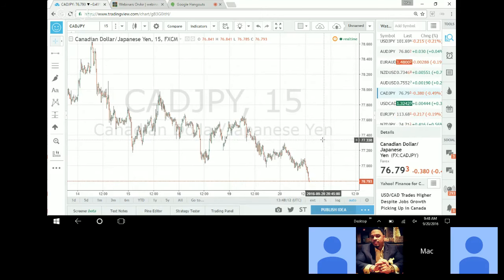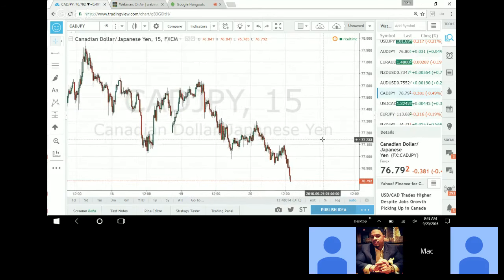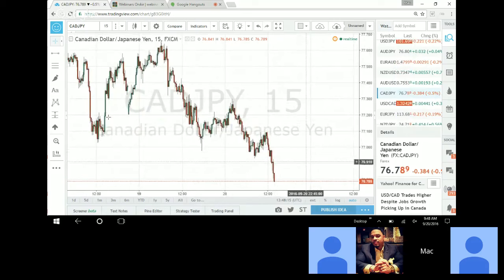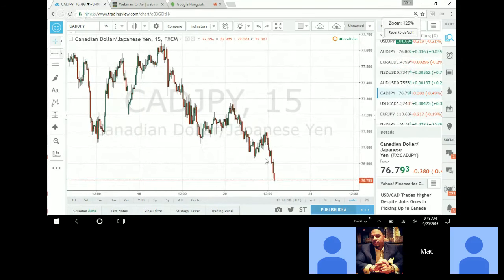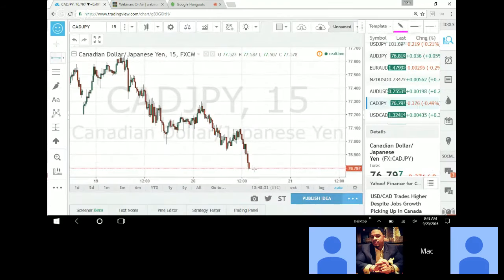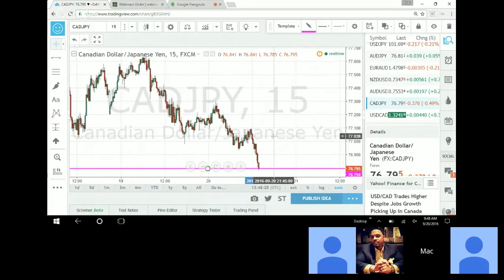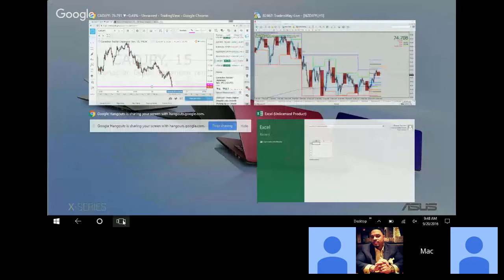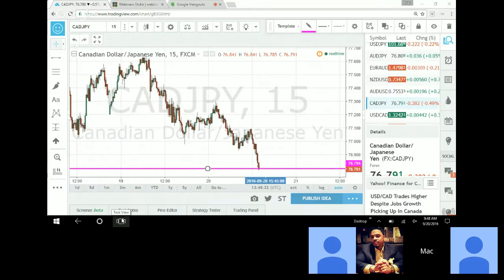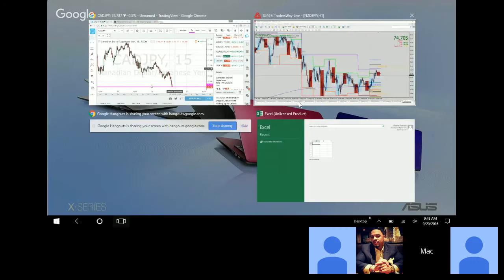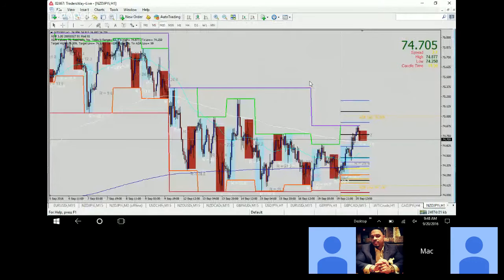We want to see what happens where it's at right now. This is the support area. I just want to see what happens if it breaks, and if it does break, what it does after.